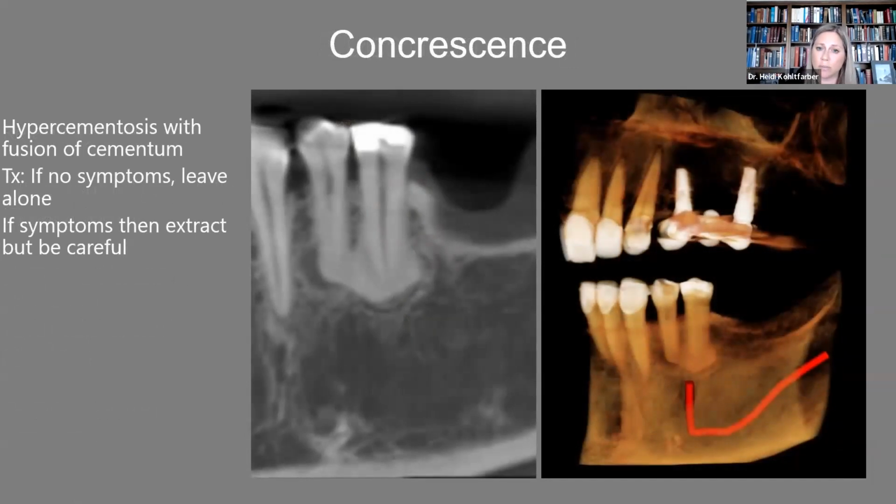Concrescence, fusion of the cementum. And what we can notice here is that the periodontal ligament space actually goes around both of the teeth. So definitely want to know this before you decide to extract the teeth.